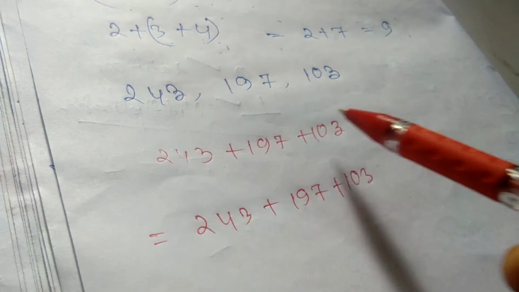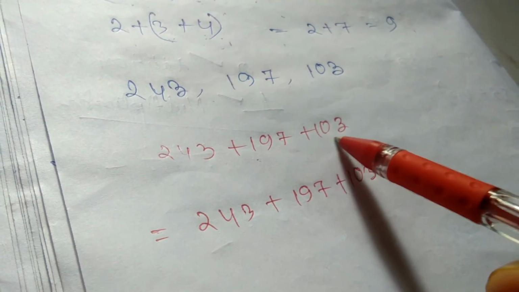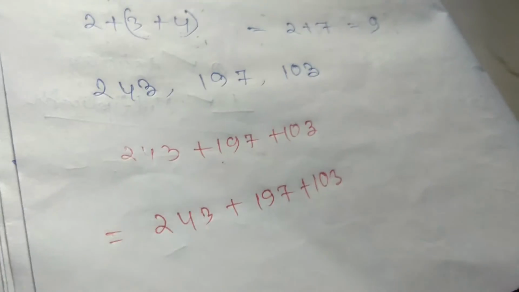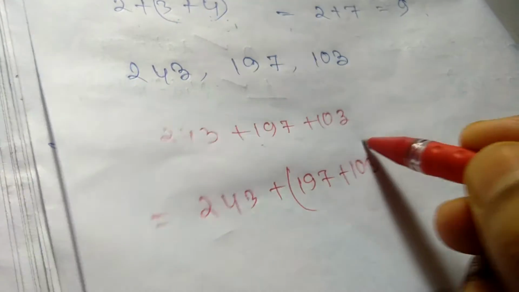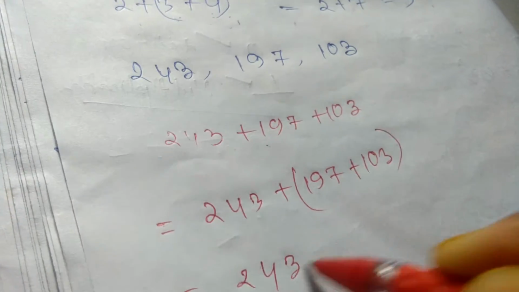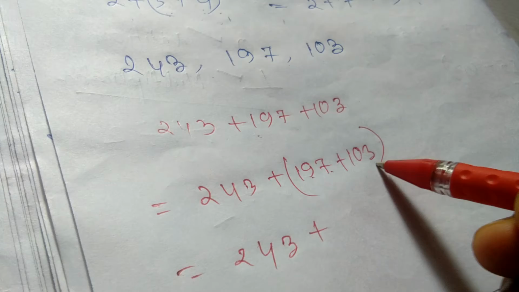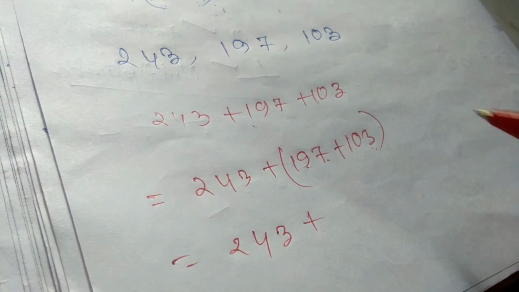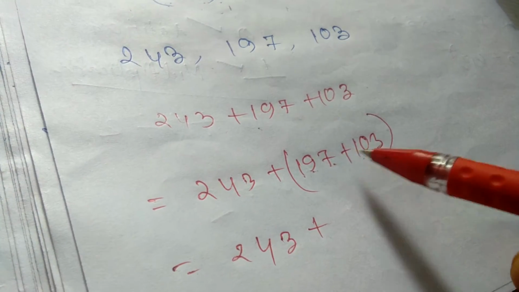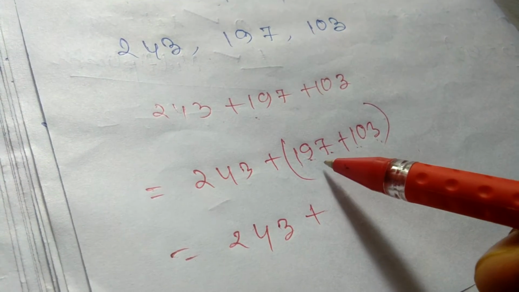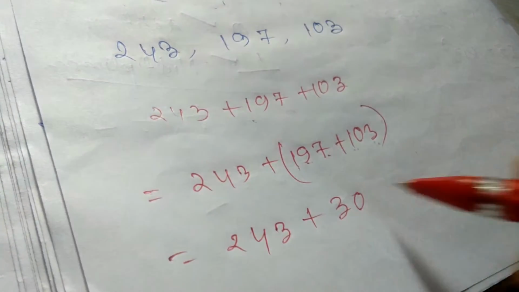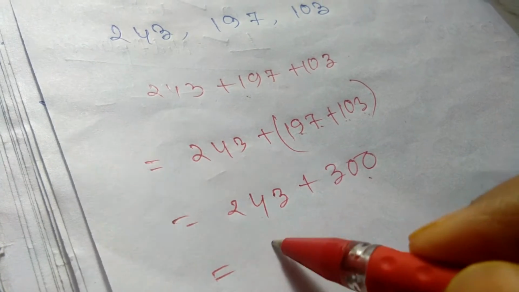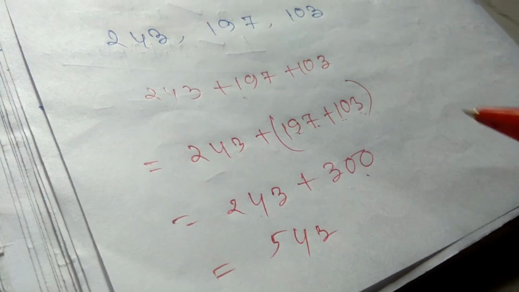Here we can see that if I add 197 and 103, then I will get a good result, that is 300. So 243 plus 300, and easily we can add them. 300 plus 243, that is 543. Clear?